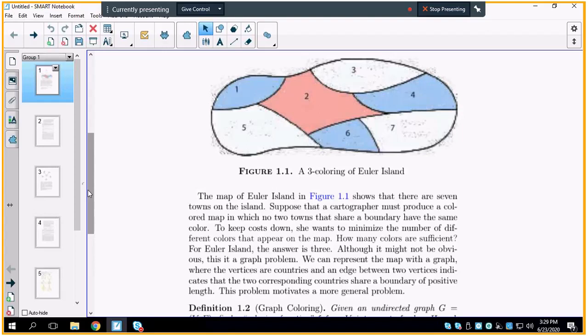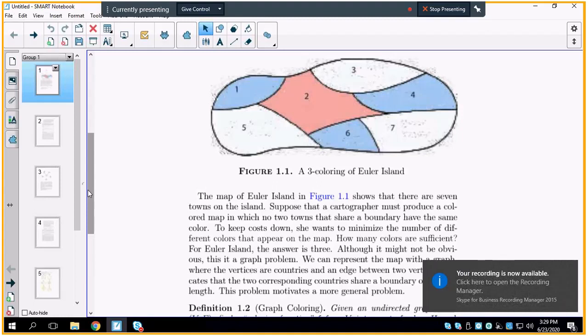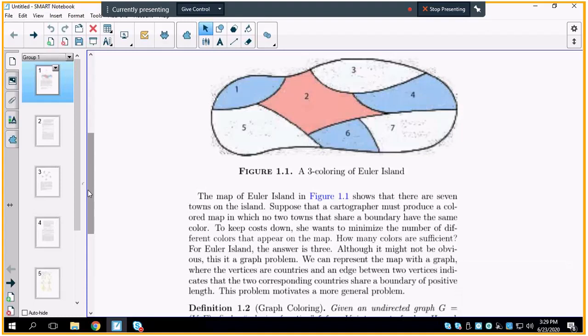It might not be obvious that this problem is related to graphs, but we've talked already about how we can represent maps using graphs. We could represent a map with a graph where the vertices are the countries, and if vertices are connected by an edge, that would indicate that 2 countries share a border. Then this would correspond to the graph coloring problem.